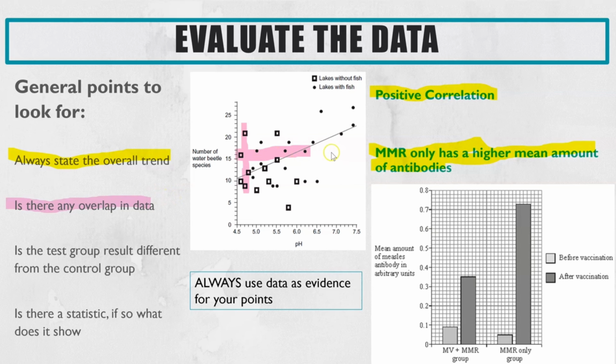And I've highlighted this on the scatter graph so you can see it more clearly, because in this case the answer is yes. There is an overlap in the data because for the number of water beetles at 16, we can see we have multiple data points for the different pHs. And if we have a look here for the same pH, we have a variation in the different number of beetles. And those overlaps go against the positive correlation.